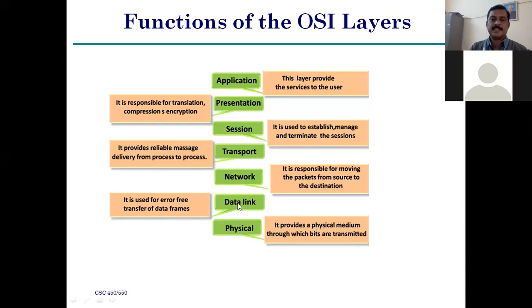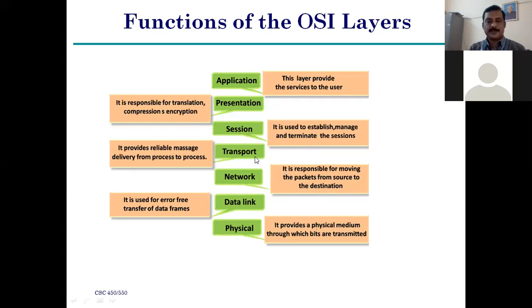Next, coming to the data link layer, frames are transmitted. It is used for error-free transfer of data frames. This is short, oral information about all these 7 layers. Coming to the network layer, it is responsible for moving packets from source to destination. The network layer transmits information in the form of packets.